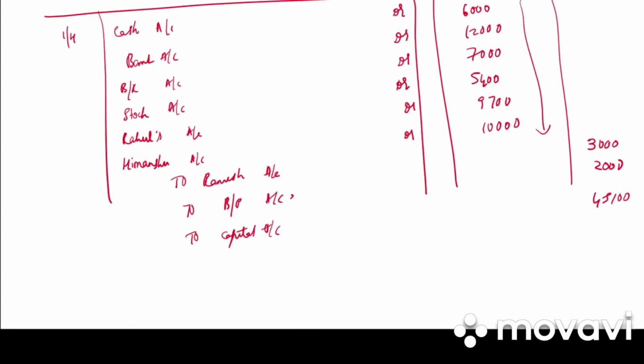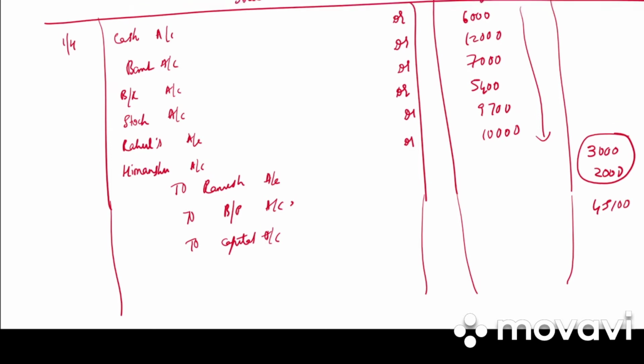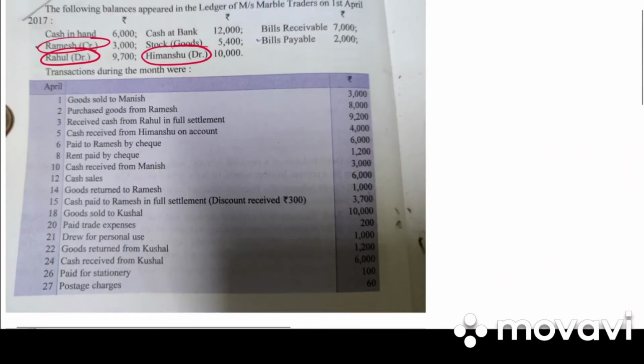How did I get it? We add all the debit balance and minus the credit balance. We get the answer for capital account. So narration will be opening entry recorded in journal. Next we have goods sold to Manish. What is the journal entry? Manish account to sales account. Write the narration. Goods sold to Manish on credit.